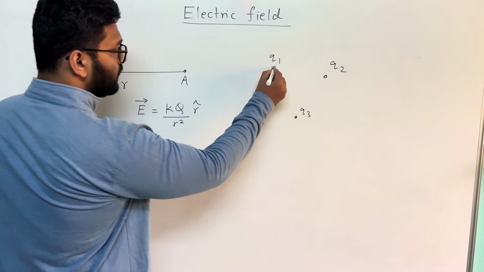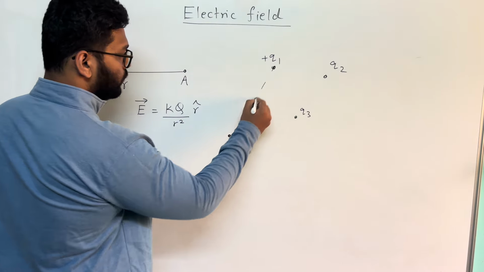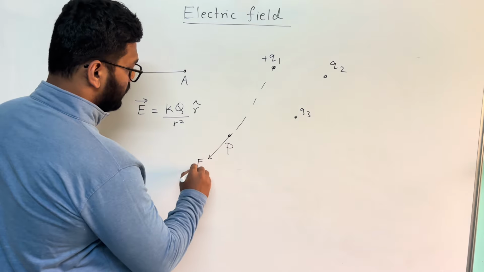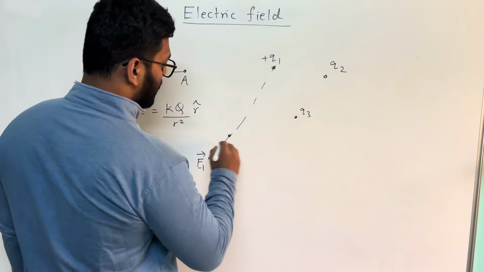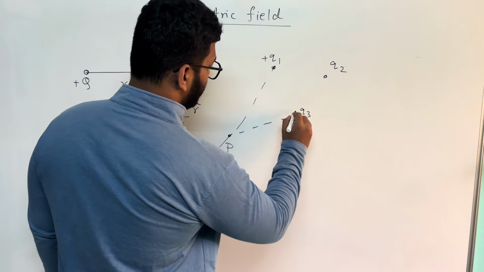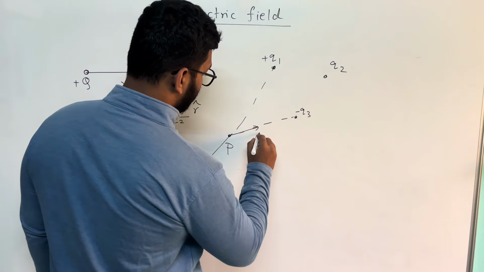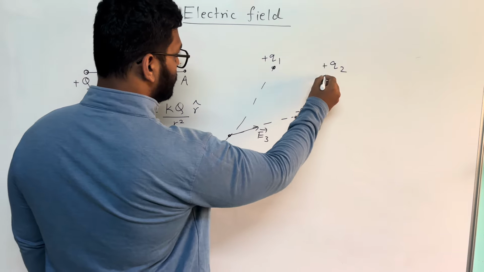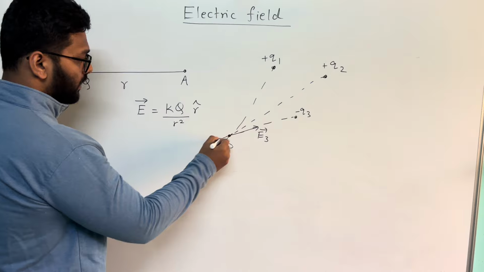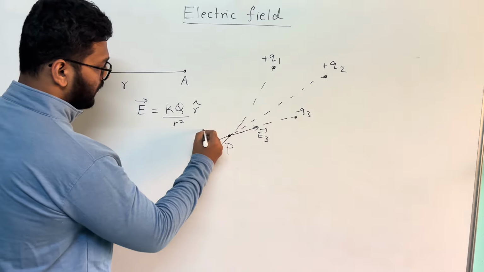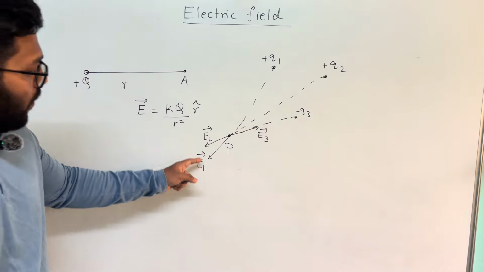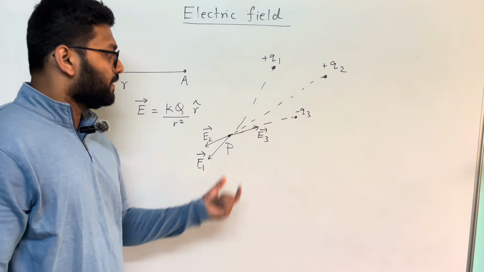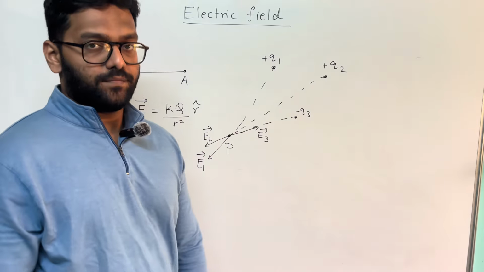Due to q1, suppose it is a positive charge, the electric field will be like this. This is your E1 bar. Due to q3, let's say it is a negative charge, the electric field will be like this. This is E3 bar. Due to q2, suppose this is a positive charge, the electric field will be like this, E2 bar. Now the vector summation of E1, E2 and E3 bar will give you the net field at that particular point P.